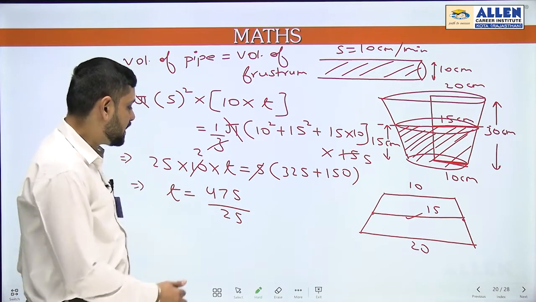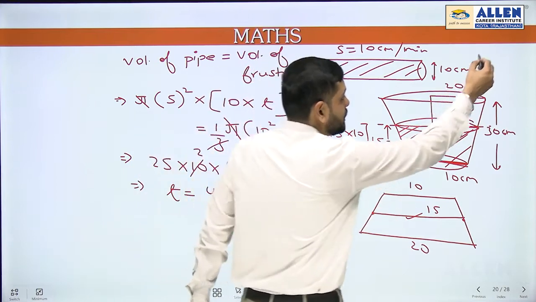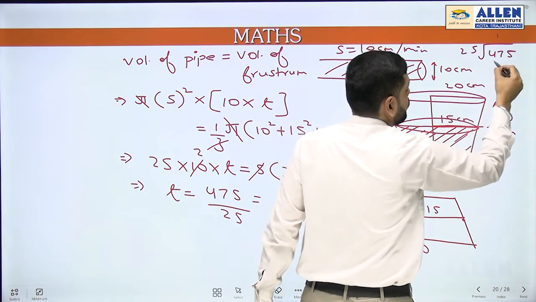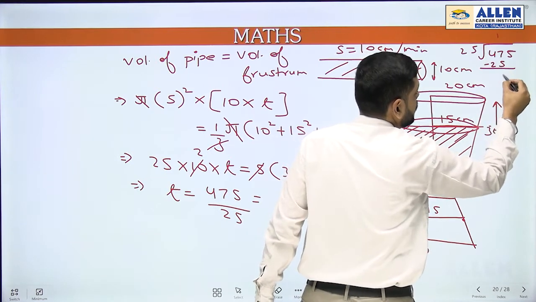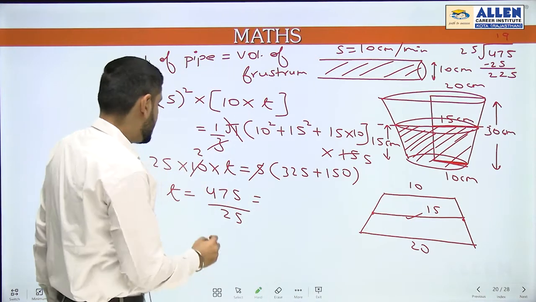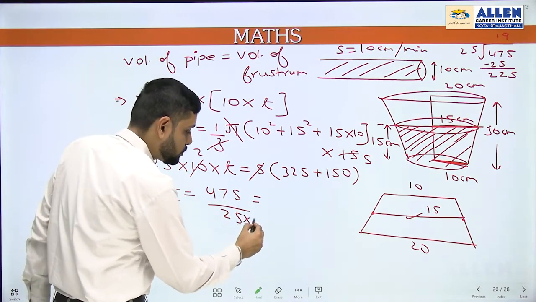So now we will simplify it. This will get cancelled. How many times will it get cancelled? 475 divided by 25. So 25 times 1 is 25, here we will get 2, 2, 5 and 9. So here what we will get? And again here 2 is also there. So we need to take 2 also here.